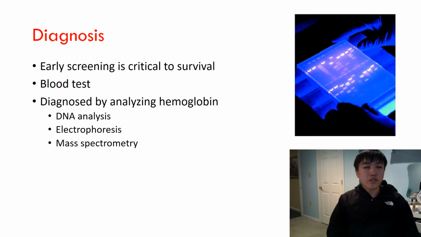And so to the right, you can see a photo of electrophoresis. Basically in electrophoresis, they can separate hemoglobin based on their size, and so they can see if you have sickle hemoglobin in addition to normal hemoglobin.